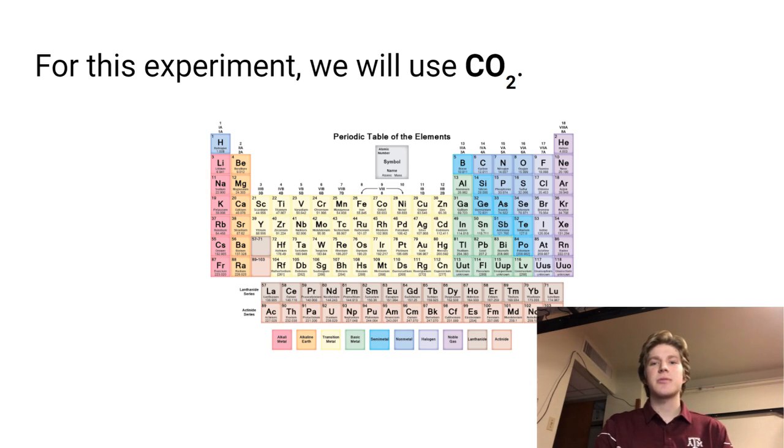For this experiment, we're going to be using carbon dioxide, and as you can see, we have carbon in group 4 and oxygen in group 6. It's going to come in handy later.